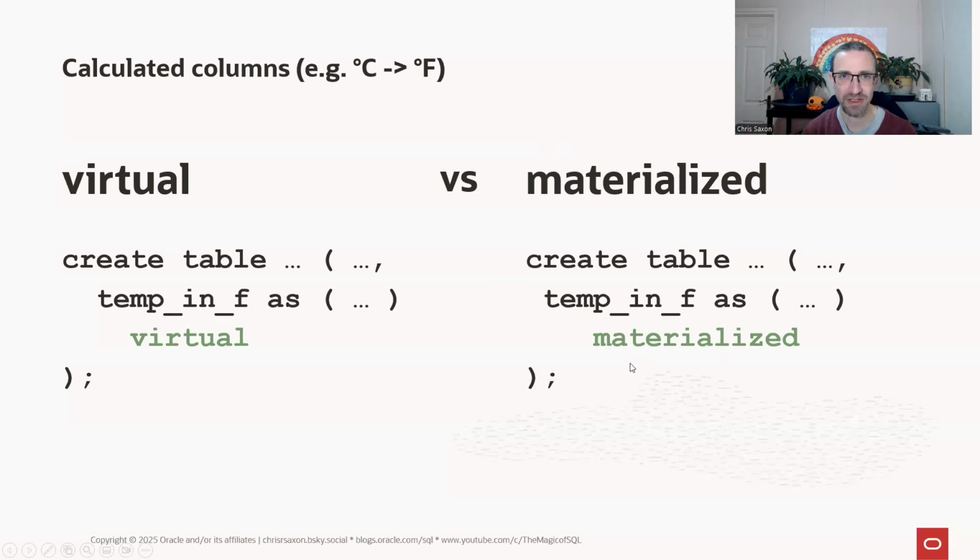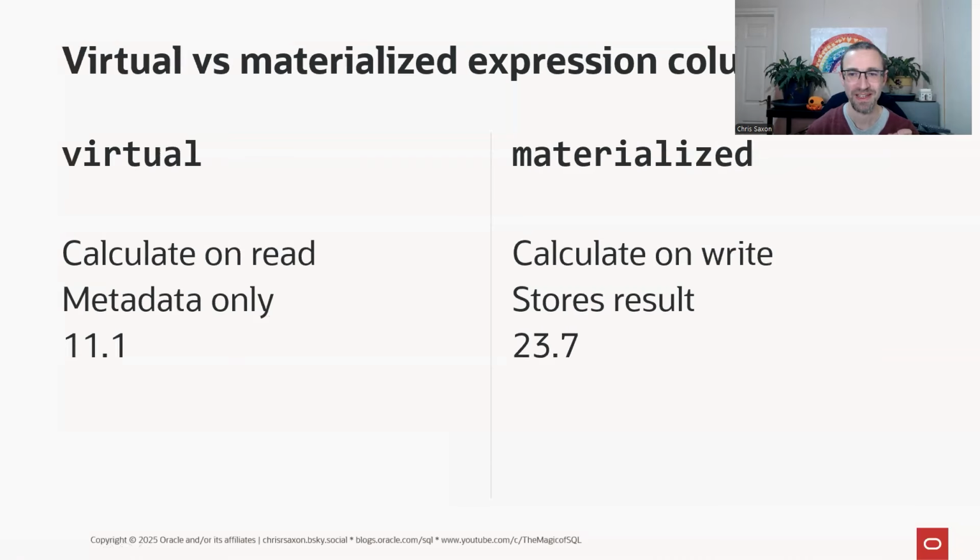Now, materialized is something very new, so I just want to recap and cover the differences quickly. Virtual columns have been around quite a while now, so 20-ish years. They were introduced in 11.1. We add a column to the table, which is that expression, that formula, and it's calculated when we query that table. Whenever you access that column in a query, the database runs that calculation, and it's only storing metadata. It only stores that formula, so it doesn't actually use any space.